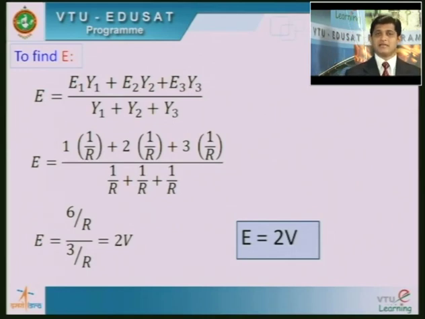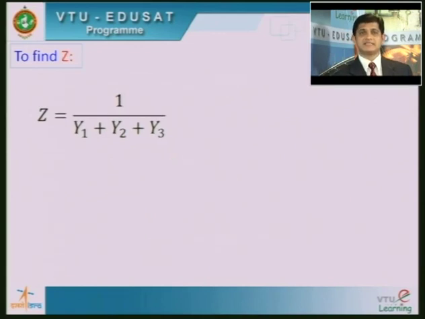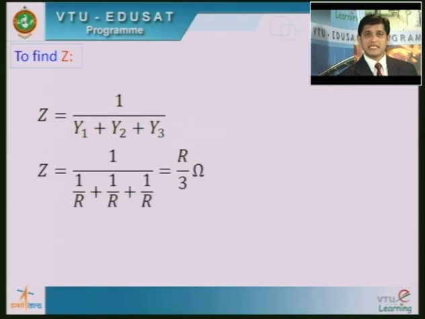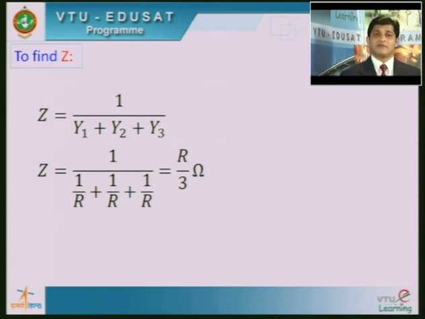Fine. Now let's see what value of Z we can have with this equation. Z is given by 1 by y1 plus y2 plus y3. y1, y2, y3 all are 1 by R. If you substitute them as 1 by R, you will find the impedance equal to R by 3 ohms. What is the impedance that we are getting? We are getting that to be R by 3 ohms.